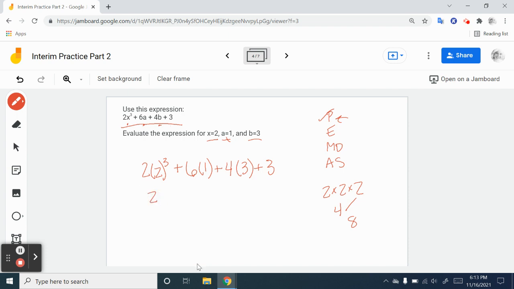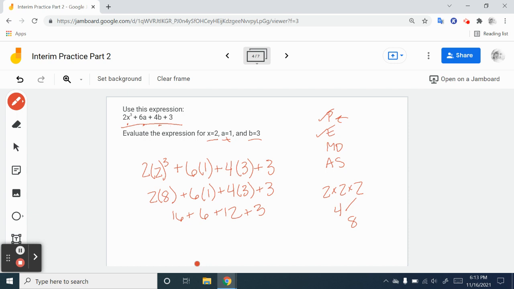So now I have 2 times 8 plus 6 times 1 plus 4 times 3 plus 3. So I did the exponent. So now I have to do multiplication and division. So I don't have any division, but I have lots of multiplication. So I'm going to do those first. So 2 times 8 is 16. 6 times 1 is 6. 4 times 3 is 12. And then I just have 3 at the end.